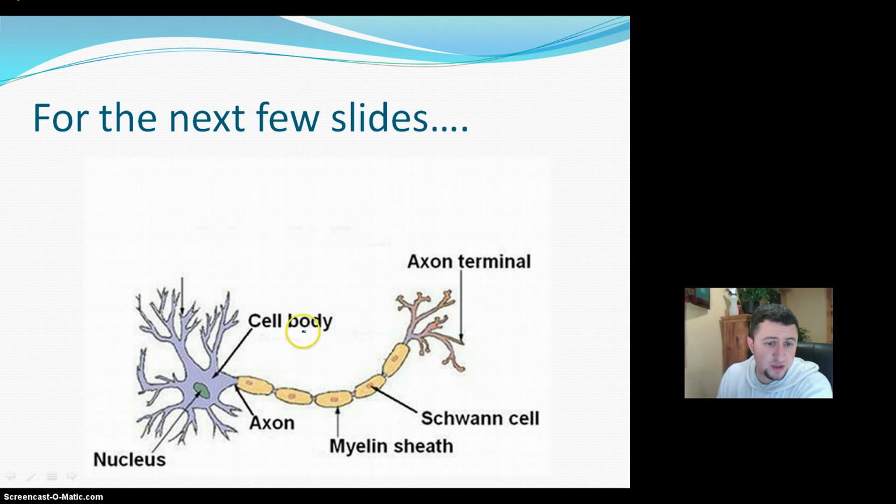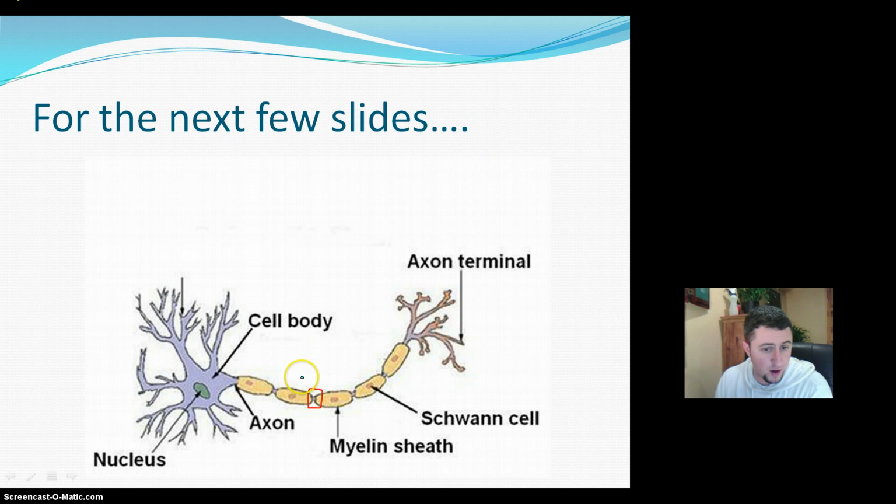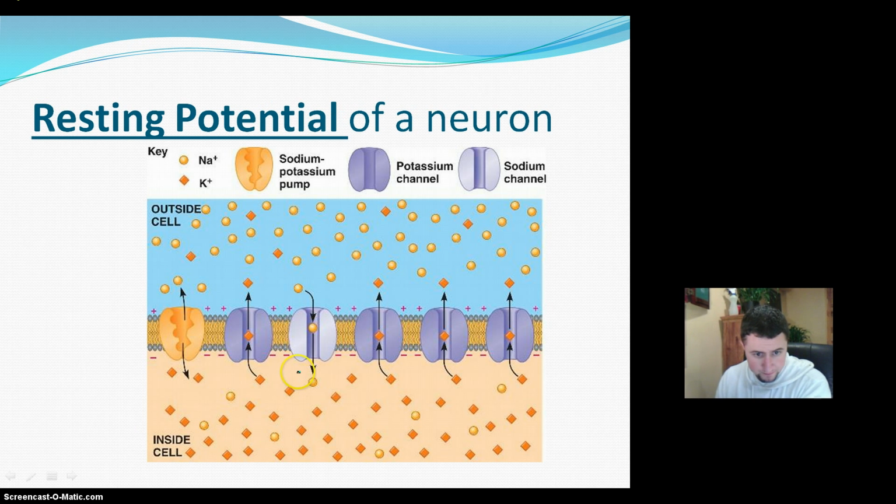So for the next few slides, I want you to imagine one thing. It's going to be a little bit difficult to think about, but here I have the whole neuron. This whole thing is a neuron. I'm going to be referring to this little section right here, the node, what actually is occurring at the node. Imagine that this picture here is the membrane, you can see the phospholipid bilayer. This whole picture here is occurring right there at that little node.